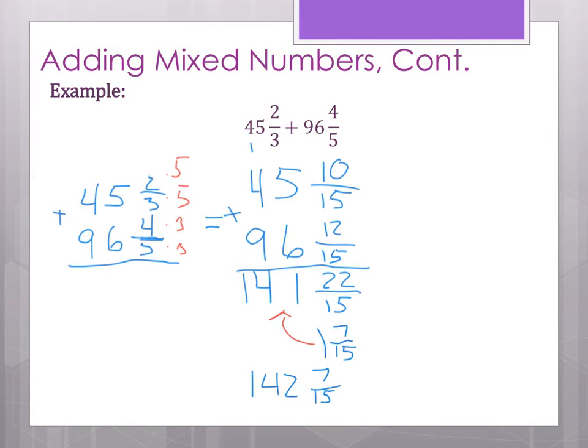7/15 doesn't have to be reduced, so I'm done. So let's talk about what happened once again. This improper fraction, we had to convert to a mixed number and then add the wholes in that number to the wholes that we already had to get our final answer down here.